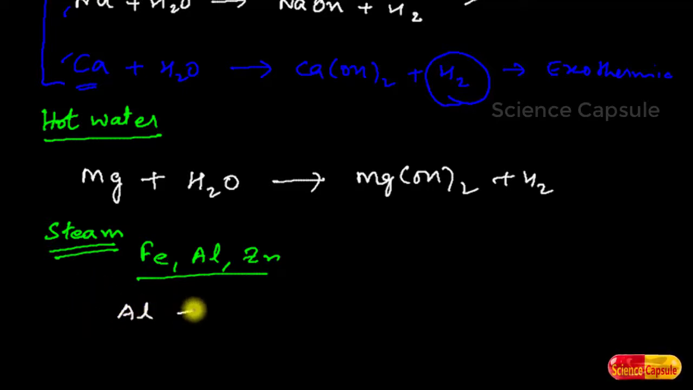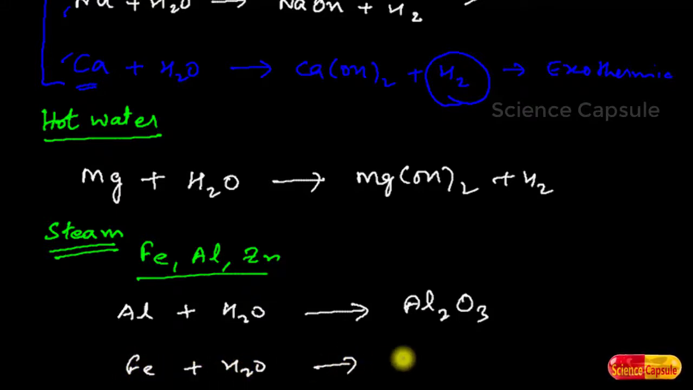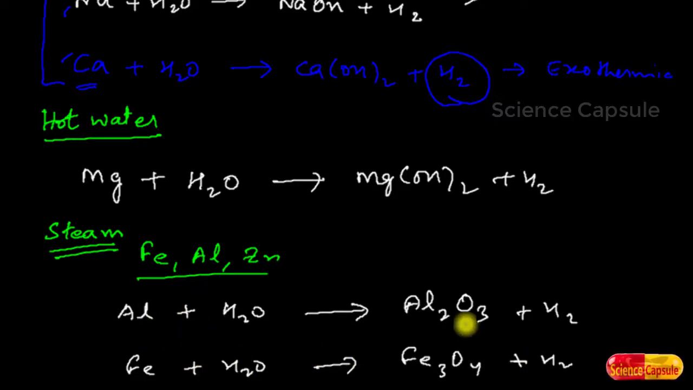Here aluminum reacts with water, then here we get Al2O3, and if we take iron, then iron reacts with water, we get Fe3O4 plus hydrogen gas will be produced. So, the chemical equation is not balanced. You practice, we have already seen how a chemical reaction is balanced. So, you balance these chemical equations yourself. If you have any doubt in balancing these equations, then you can mention it in the comment section.